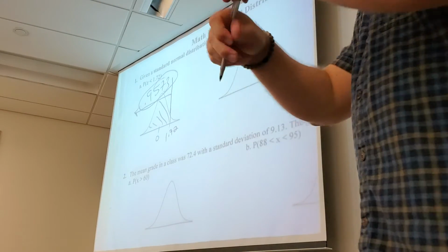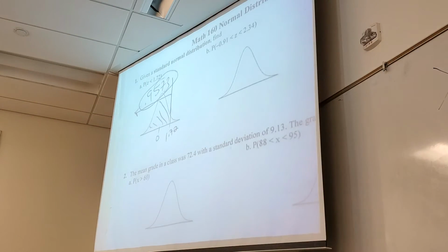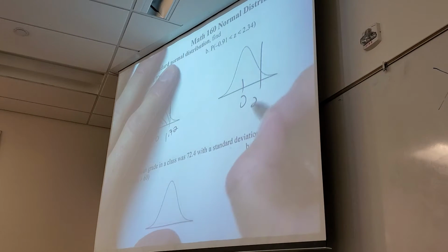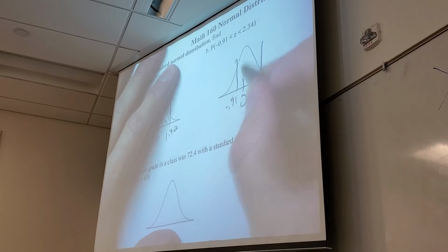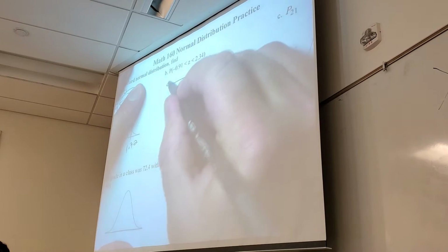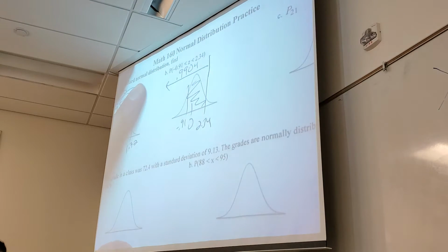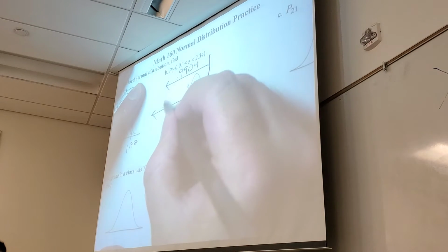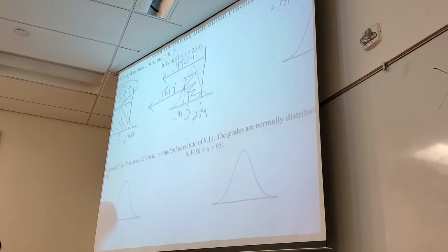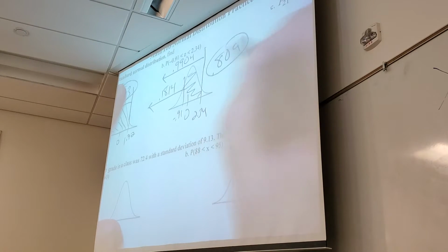Part B is the same thing we just did, except there's two areas. We have to subtract to get the middle. So here's 2.34. Here's negative 0.91. We want that area. What do you get when we look up 2.34? 0.9904. What about when you look up negative 0.91? 0.1814. And then what do you get when you subtract those? 0.809.